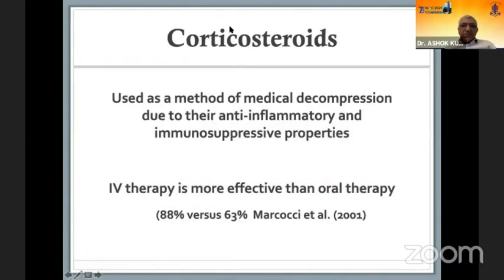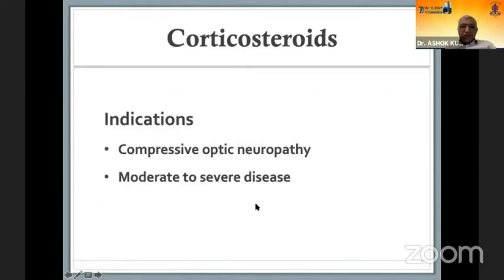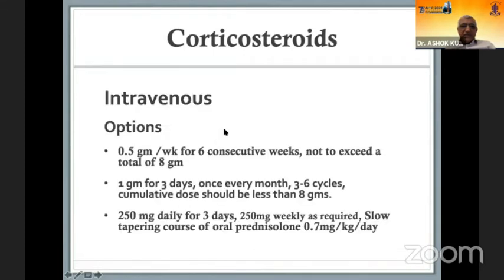Corticosteroids remain the mainstay for us until the newer available drugs become less expensive, and IV therapy has been shown to be more effective than oral therapy. They are more particularly used in compressive optic neuropathy and for moderate to severe disease. And there are various options for intravenous therapy.